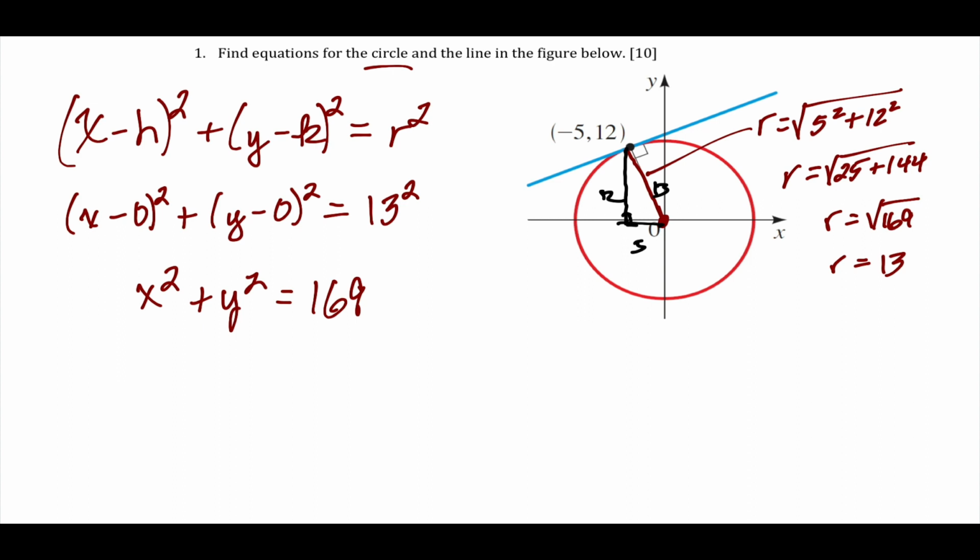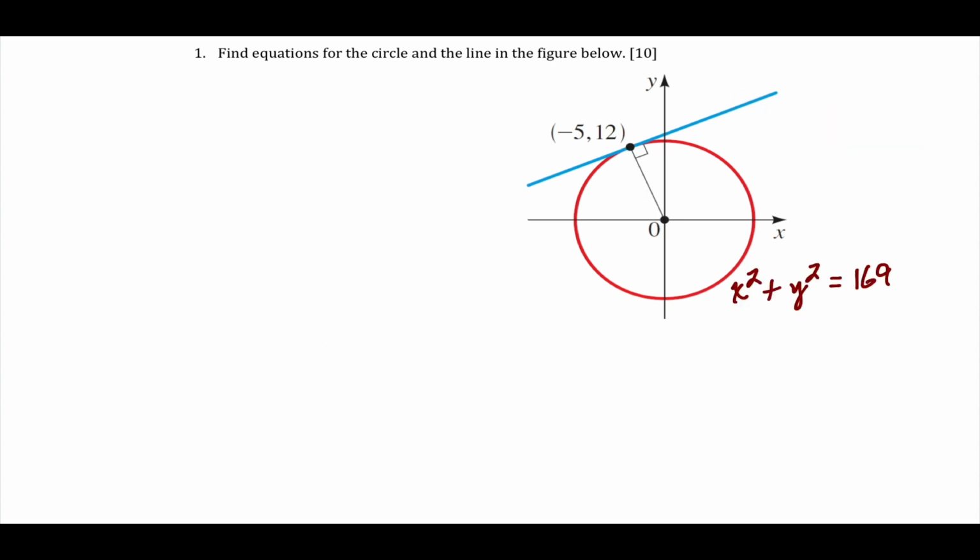The next thing we need to do is figure out the equation of this blue line that I was pointing at. Blue line right here. So we have already figured out the equation for the circle is x squared plus y squared equals 169. So the next thing I need to do is figure out what is the equation of this line. Well, I see that it's a tangent. It's marked with a right angle symbol here. So whatever this line is, its slope is the opposite reciprocal of this line.